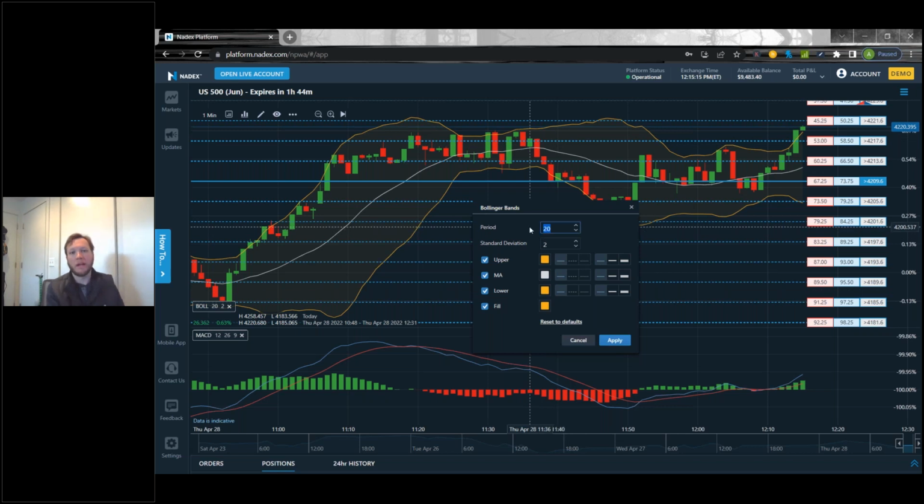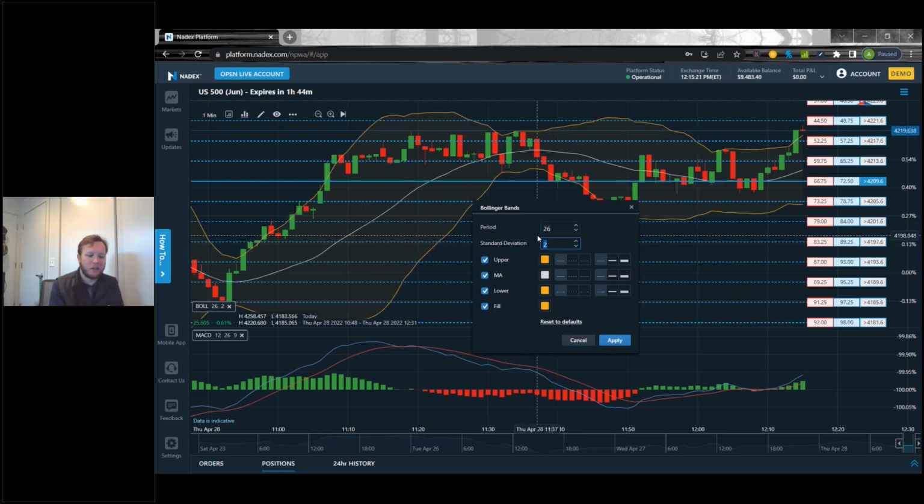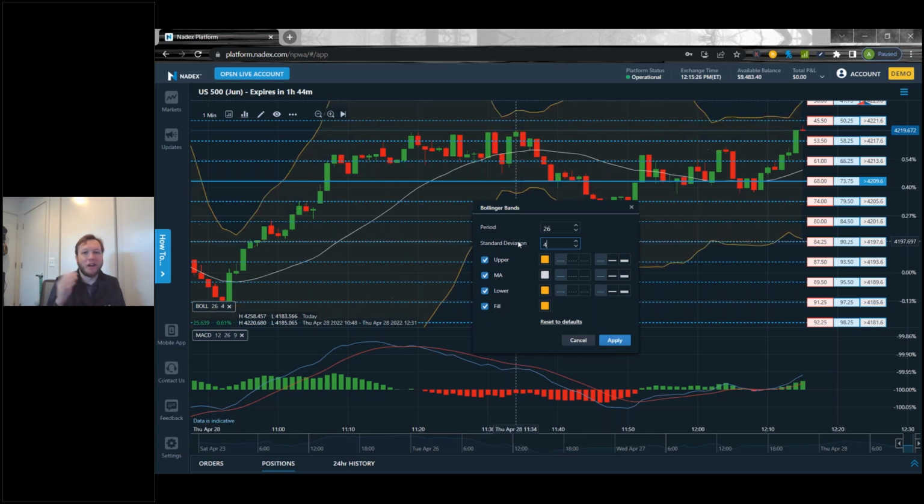So let's say instead of 20 period standard deviation, I want to do 26, and I want to do 4 standard deviations, right? So basically what I'm saying here is give me a 26 period moving average with 4 standard deviation bands on the side, right? This is just a little bit about Bollinger Bands. This middle line is going to be your moving average. These bands coming out are going to be the standard deviation from the moving average. Very basically is what you're getting with the Bollinger Bands.